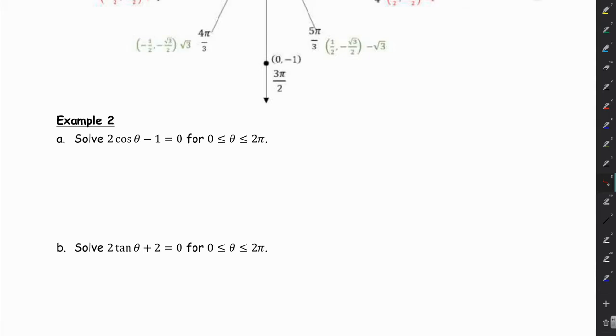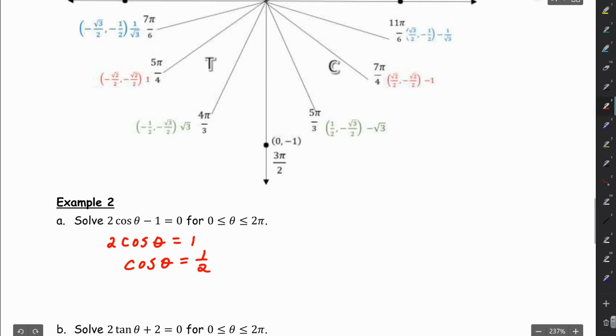Right, so example 2 says solve 2 cosine theta minus 1 equals 0, where theta is between 0 and 2 pi. All right, so we want to solve for the cosine of theta. So we have 2 cosine theta, and I'm going to add 1 to both sides, and then I'm going to divide both sides by 2. And so this is just saying for what angle of theta is the cosine equal to 1/2.